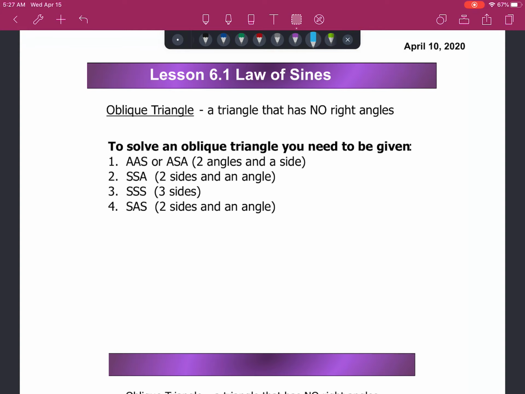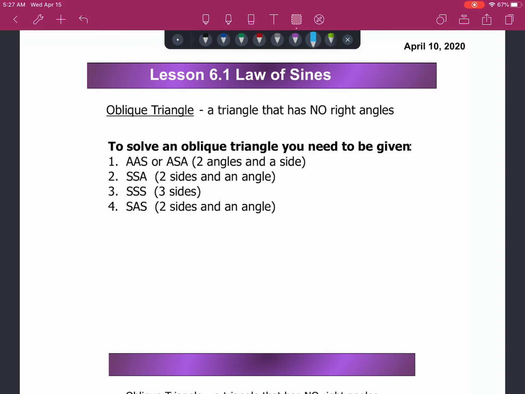Number 3 is 3 sides. If you're given 3 side lengths, you can find the remaining 3 angles. And number 4, if you're given 2 sides and the angle between those 2 sides, you can also find or solve for the rest of the triangle.